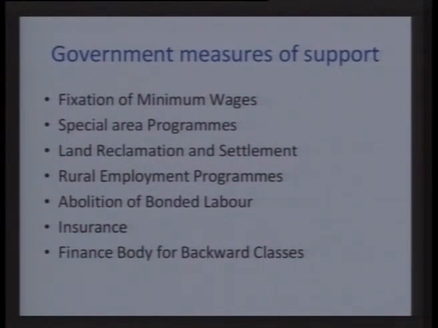Then a financial body has been created for backward classes, so that people from backward classes could take loans to the tune of 25 lakhs for taking up various enterprises. So these are the measures which have been taken up by the government in order to support the laborers. Then a number of acts have been enacted by the government in order to protect the agricultural laborers.